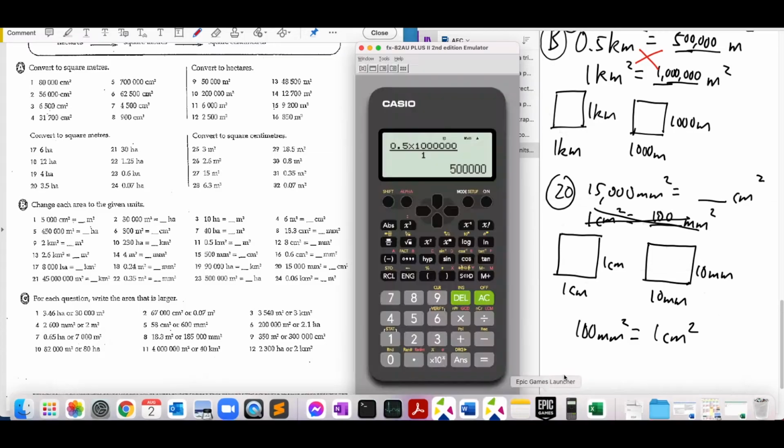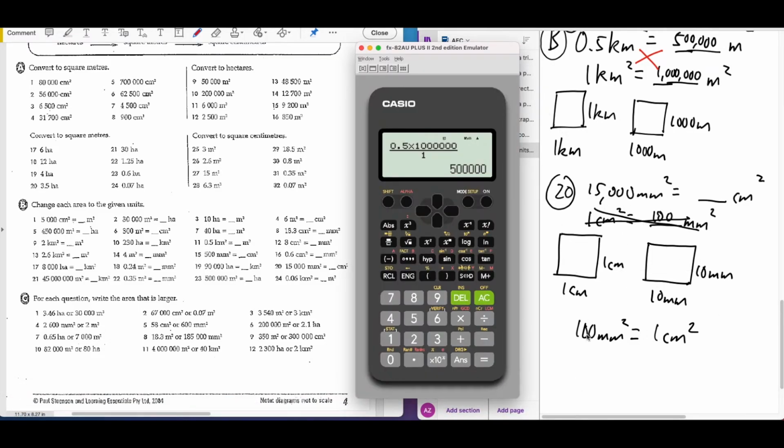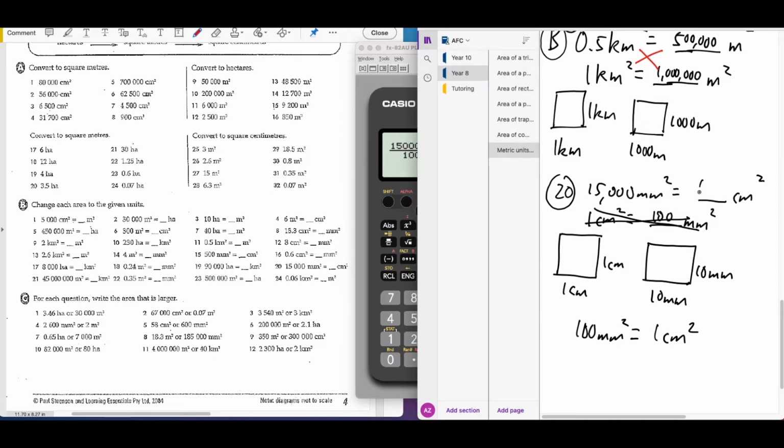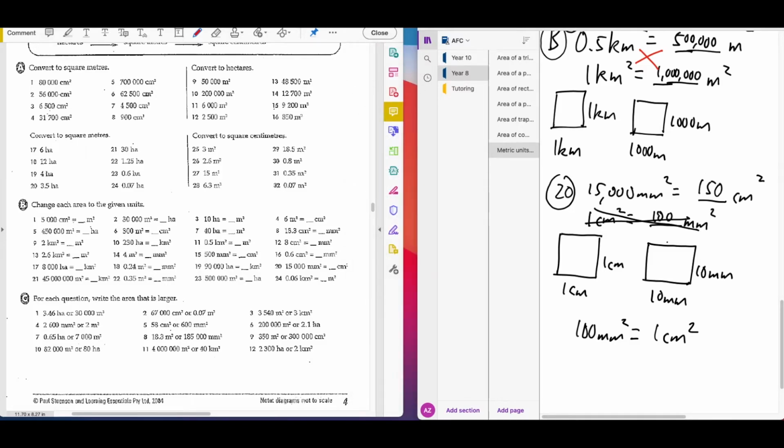So the cross method is basically 15,000 times 1 divided by 100, which equals 150. So the answer is 150. I hope that wasn't too confusing for you, because, like I said, it's much easier to convert from something big into something small by using the triangle.